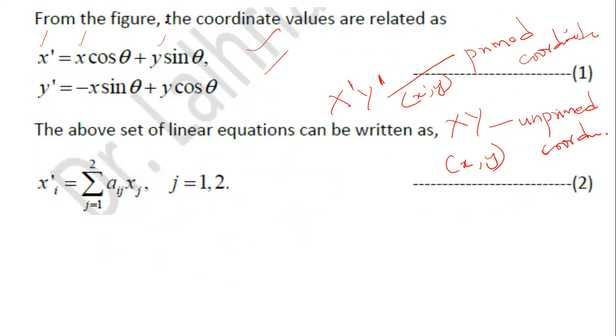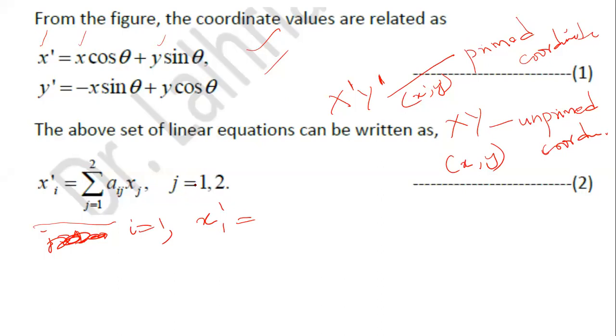And this above set of linear equations can also be written like this. You can just simply write it like this, in terms of indices. Corresponding to, let's say, i equal to 1, i equal to 1 means x1 prime. And j is summation from 1 to 2.